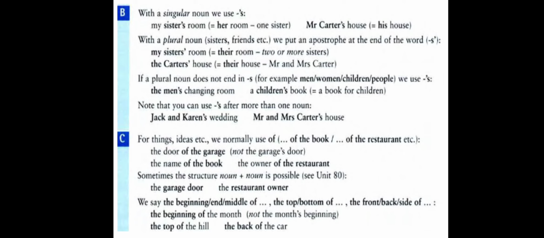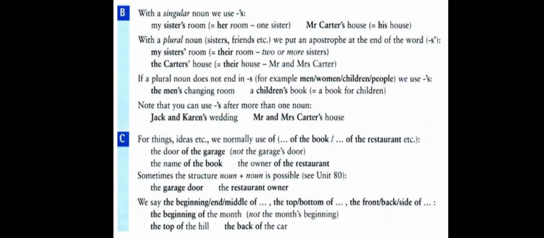Mr. and Mrs. Carter's house. The house belongs to Mr. and Mrs. Carter. They are husband and wife, and this house belongs to both of them. So we use apostrophe plus s on the second noun only.